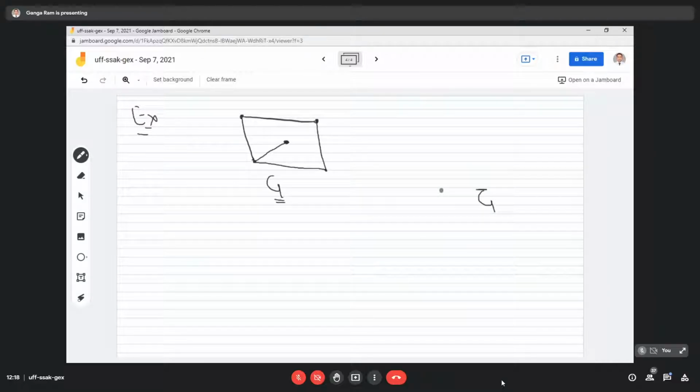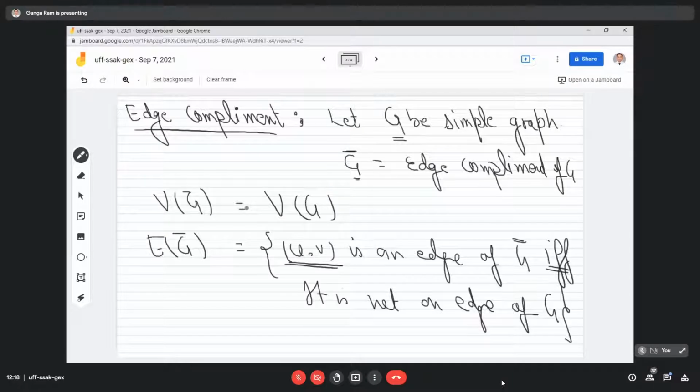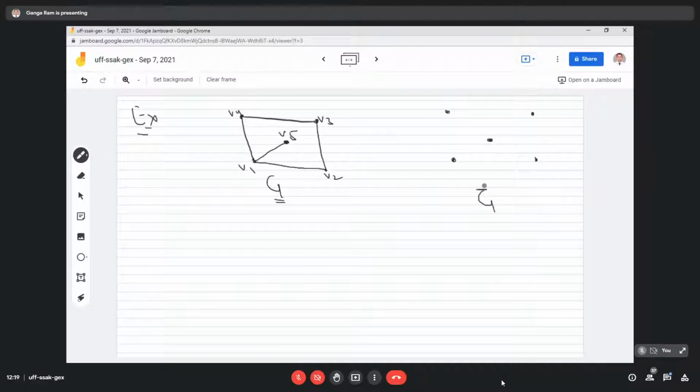So G prime means the number of vertices will be 5 according to our definitions. Here V1, V2, V3, V4 and V5. According to the definition, the number of vertices in V bar is equal to the number of vertices in V. So there are 5 vertices in this, there are also 5 vertices in this, and you can write here V1, V2, V3, V4 and V5.